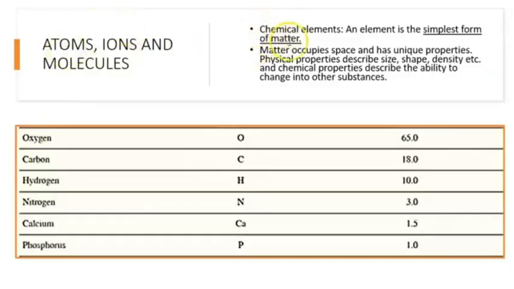So let's start with a chemical element. An element is the simplest form of matter. Matter occupies space and has unique properties. Okay, let's take a look at some of the elements that we have in our body. For example, oxygen, carbon, hydrogen, as well as some other examples of elements.